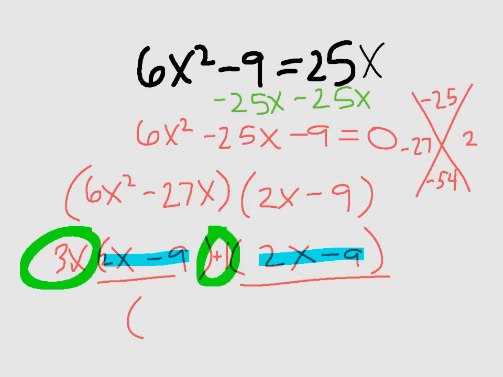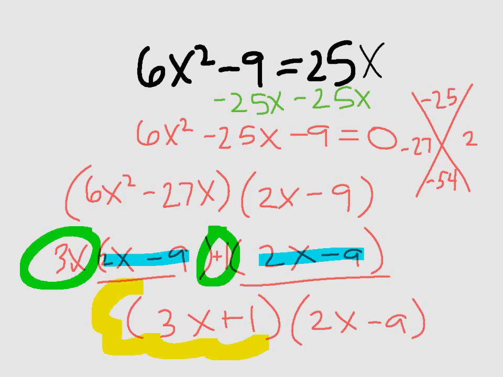So we have 3x plus 1, 2x minus 9. And then that will be your final answer.